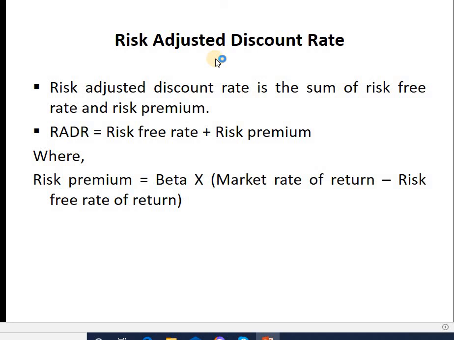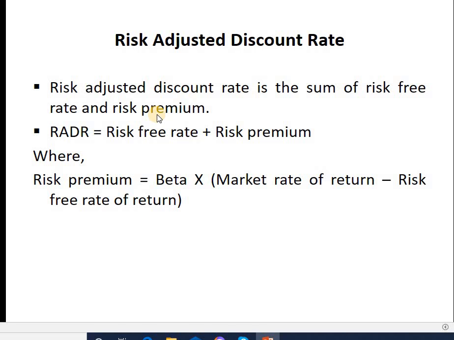So the formula to calculate the risk-adjusted discount rate is the sum of the risk-free rate and the risk premium. The risk-free rate is the rate which is quoted on government securities. If you invest in government securities, there is no chance of loss because the return is fixed. So it is risk-free. You are taking less risk to get a fixed return. So that is the risk-free rate.